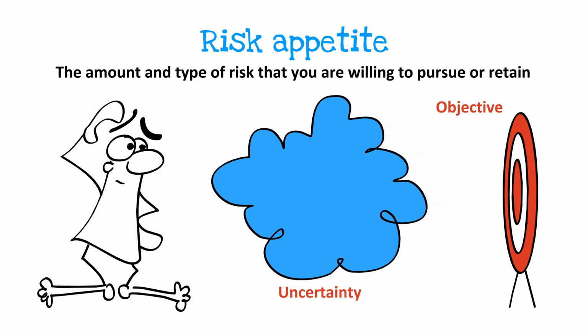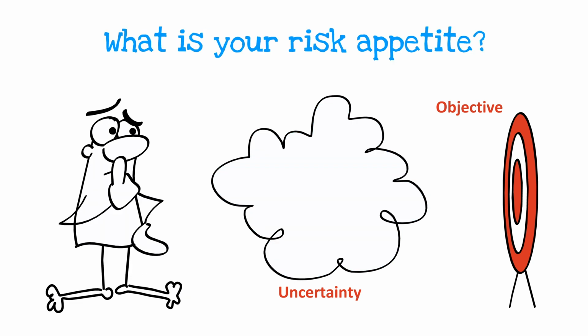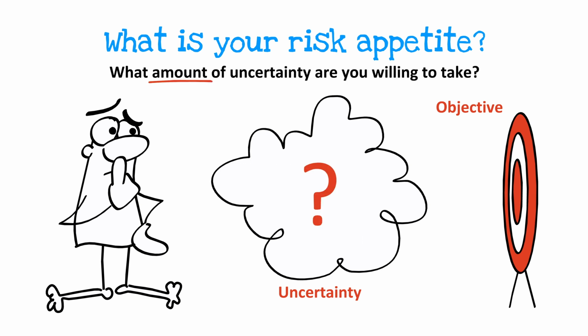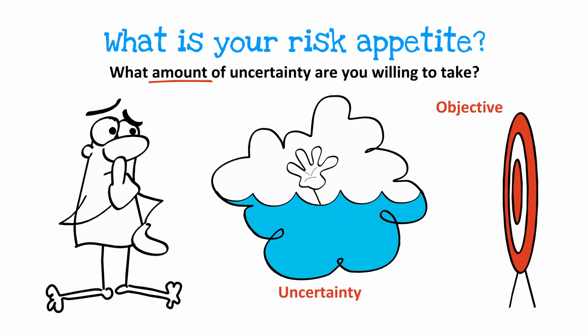Okay, to wrap it up, let's use an example by posing the question, what is your risk appetite to get from over here on the left to your objective over here on the right if you were faced with uncertain weather conditions? What amount of uncertainty are you willing to take with respect to weather? Will you be willing to start your journey if the forecast was for light rain? What if the forecast was for prolonged heavy rain with a chance of spot flooding?